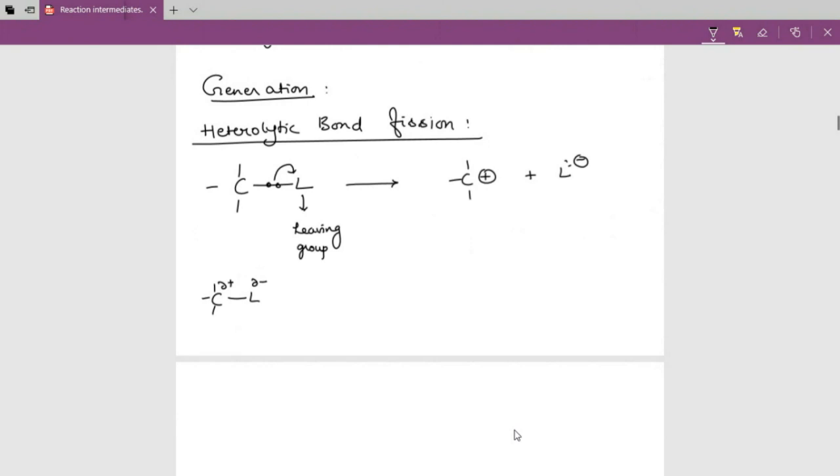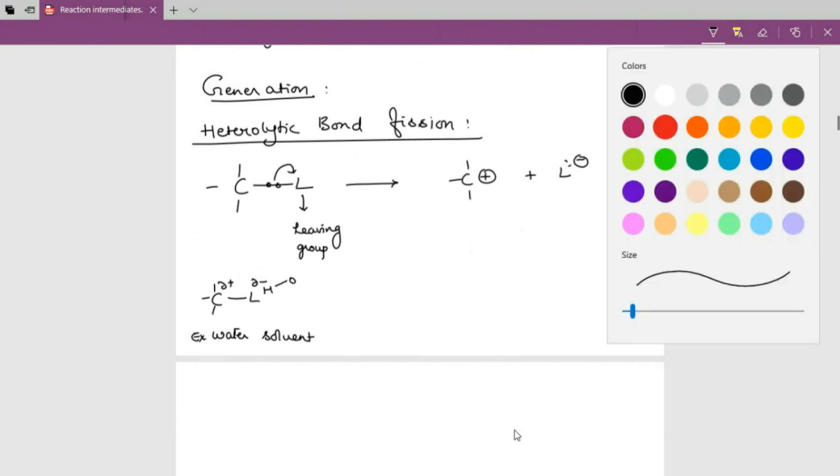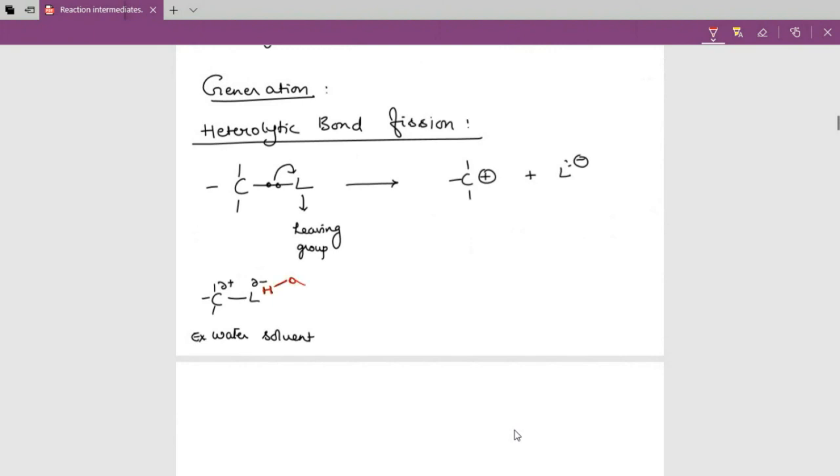Let me take the example of water as a solvent. Now when water approaches, L will be surrounded by its positive poles facing L, like this: H, O, H, H, O, H, H, O, H, and so on. Okay, and its negative poles will be surrounding the plus end of the molecule.